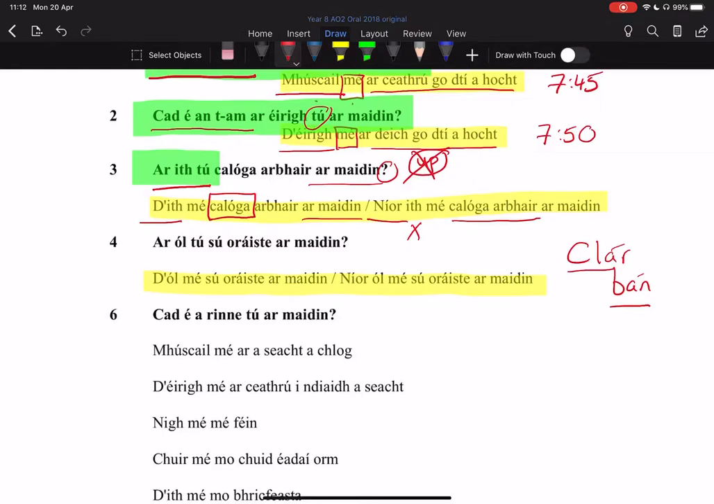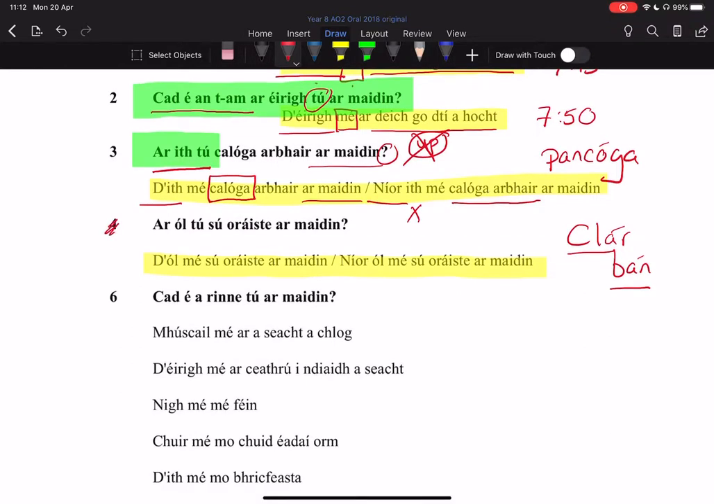Now that question could go anywhere with number 3, and you might ask, ith tú Cocoa Pops ar maidin? Ith tú Weetabix ar maidin? Ith tú pancóga ar maidin? Did you eat pancakes this morning? D'ith mé pancóga? D'ith mé Weetabix? D'ith mé calóga arbhair? D'ith mé arán rósta? D'ith mé úll, I had an apple this morning.